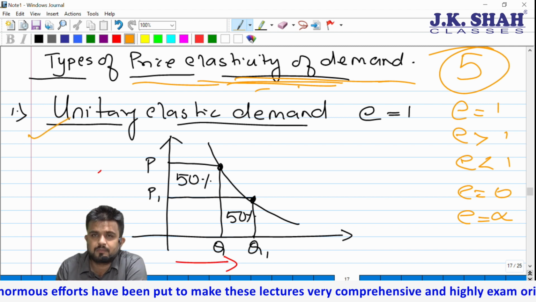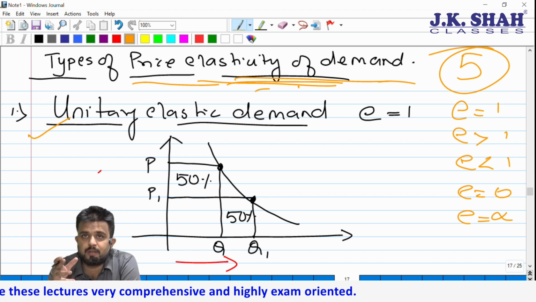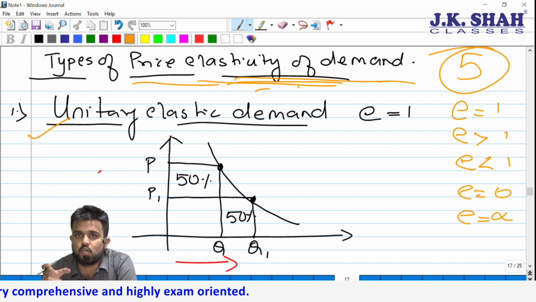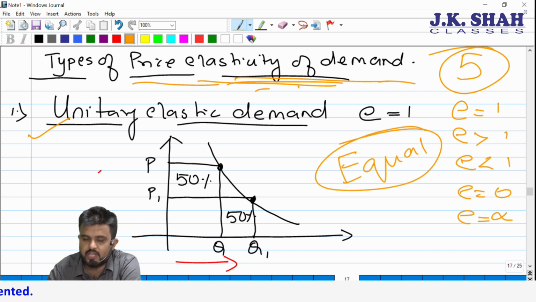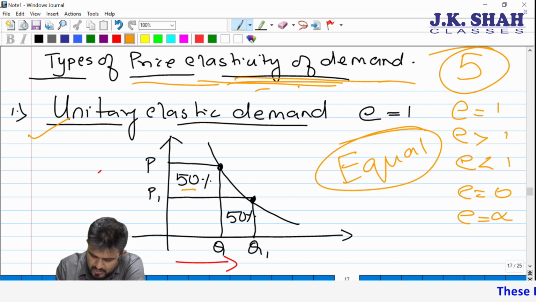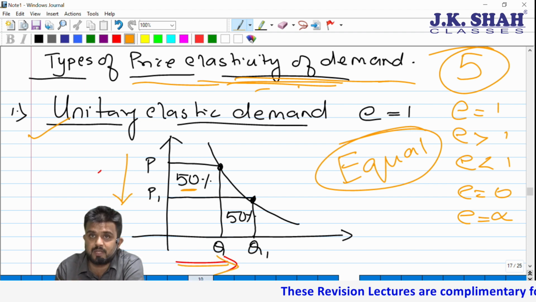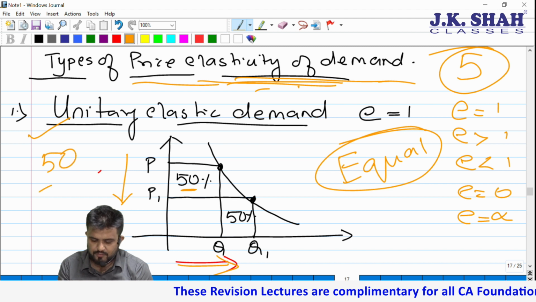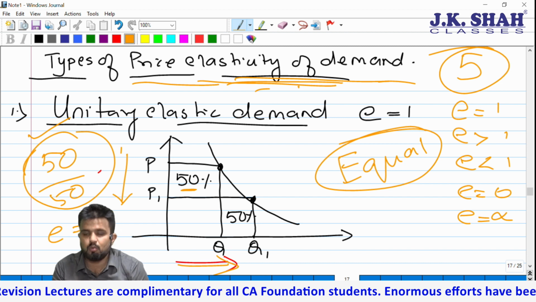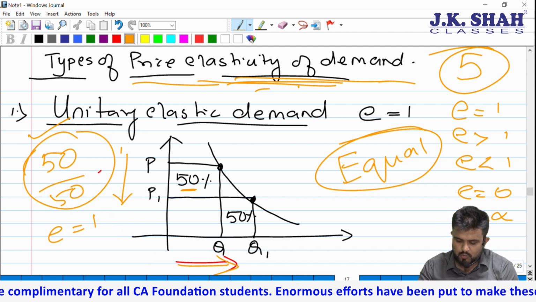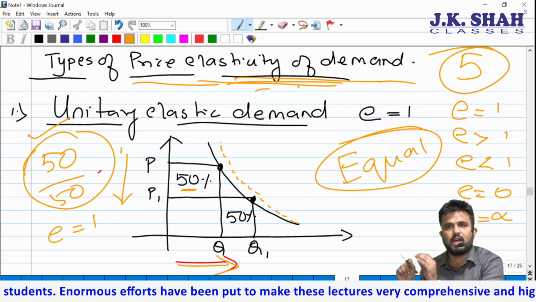First is unitary. They may use the word uniform, equal change. So statement goes like this: percentage change in quantity demand is equal to percentage change in price. So when price decreases by 50%, quantity demand will increase by 50%. 50 divided by 50, answer will be 1. So E will be equals to 1. You get a downward sloping curve, and the name given to this curve is rectangular hyperbola curve.